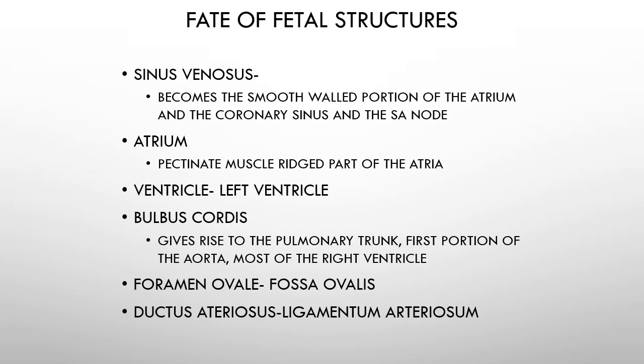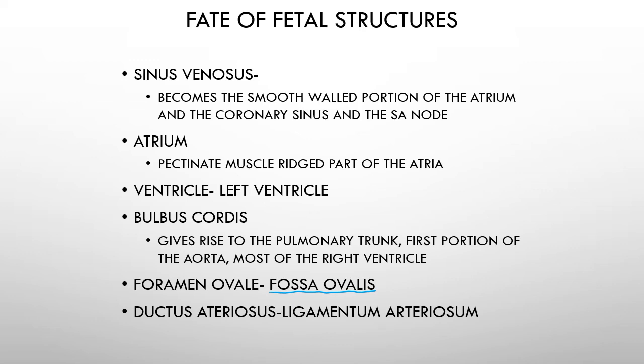If those structures don't close off after birth the way they're supposed to, then that's where we start to have the problems. And so I'm going to jump down to the bottom of the list here. And so our foramen ovale becomes a depression in the wall of the atria called the fossa ovalis. And so this becomes that opening that's there. If we have a patent foramen ovale, that means that now unoxygenated blood from the right atrium is going to mix over into the left atrium and vice versa.